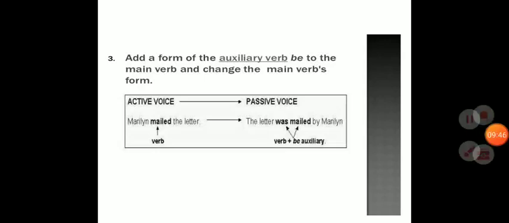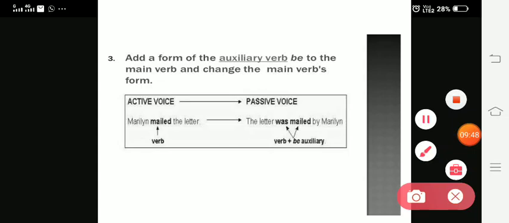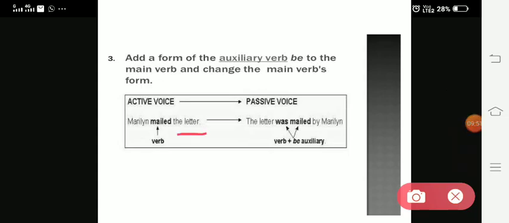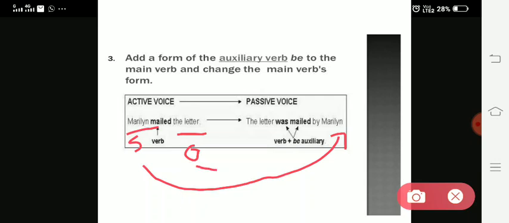So here, student, you can see the letter, it was our object here, Marilyn was our subject. Now this subject is going to be our object and our object is going to be our subject here. So this is our subject in passive voice and this is our object in passive voice. So the letter, and this "was mailed", it is the "to be" verb, the "to be" form we have used in passive voice.